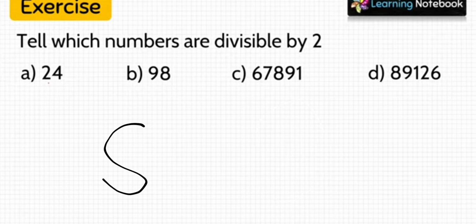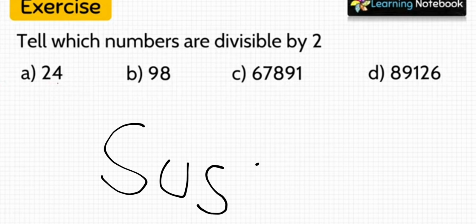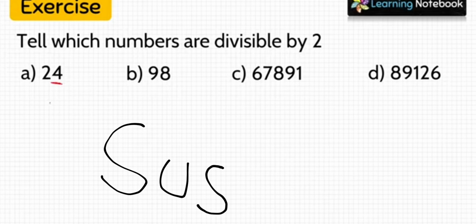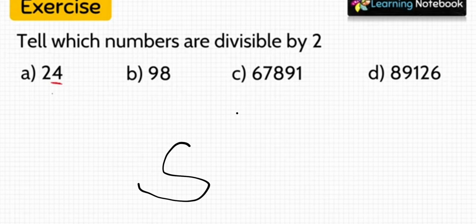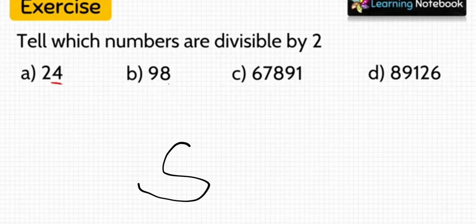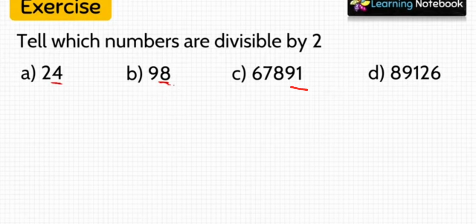So, look at the first number, which is 24. Its last digit is 4, which is an even number. So, 24 is divisible by 2. Next number is 98. The last digit is 8, which is also an even number. So, 98 is also divisible by 2.